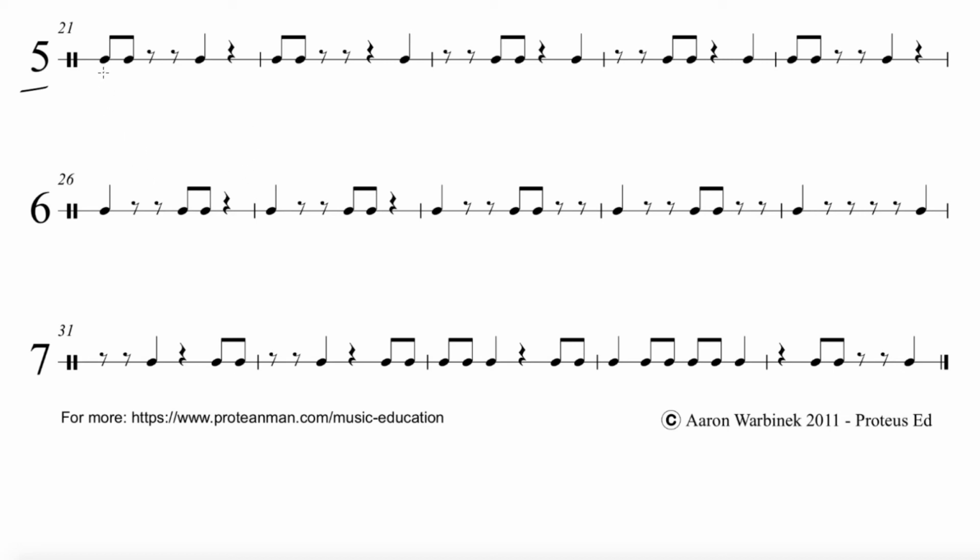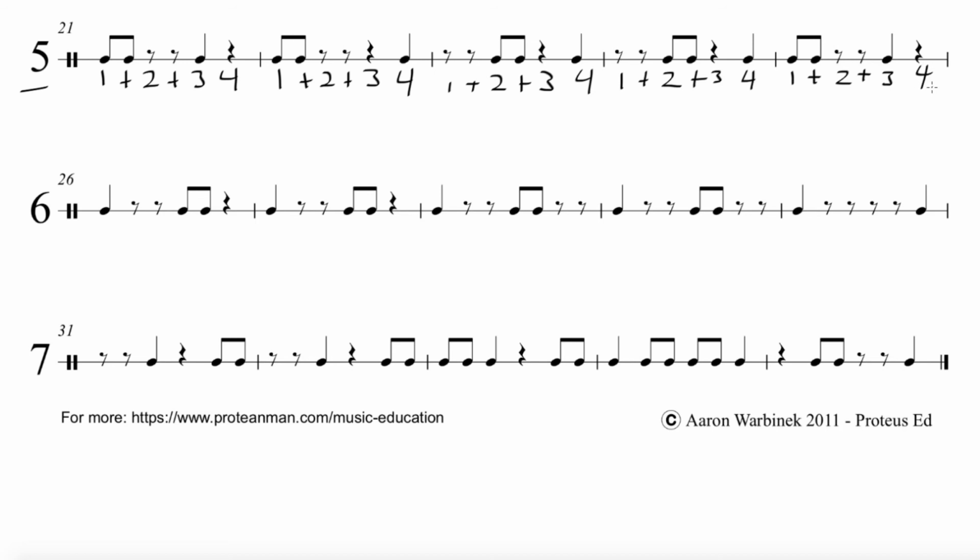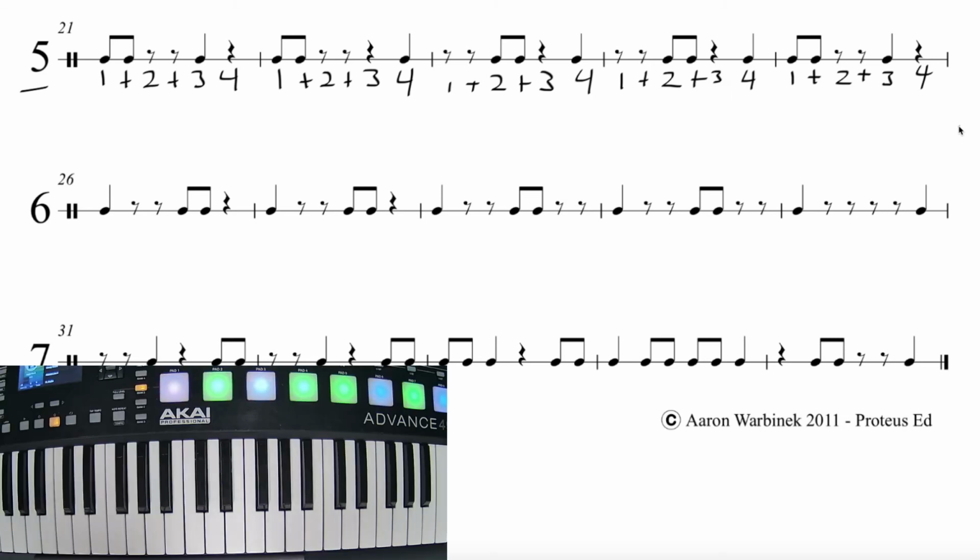Number 5. 1 and 2 and 3, 4. 1 and 2 and 3, 4. 1 and 2 and 3, 4. 1 and 2 and 3, 4. I'm going to fix that because that 3 is not lined up. 3, 4, that's better. 1 and 2 and 3, 4. Again, we have a pattern here. Going to help you with the counting and clapping and everything else.